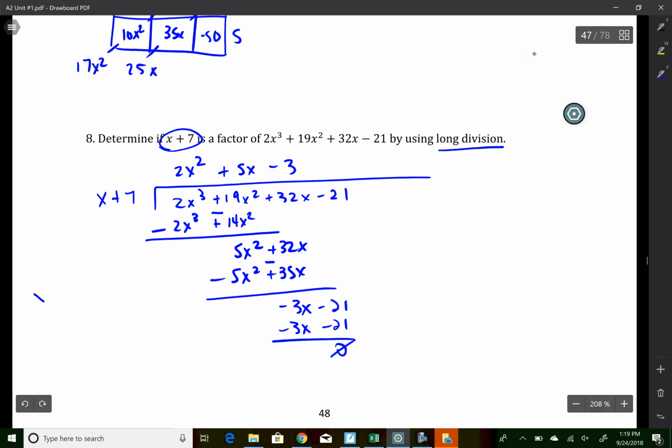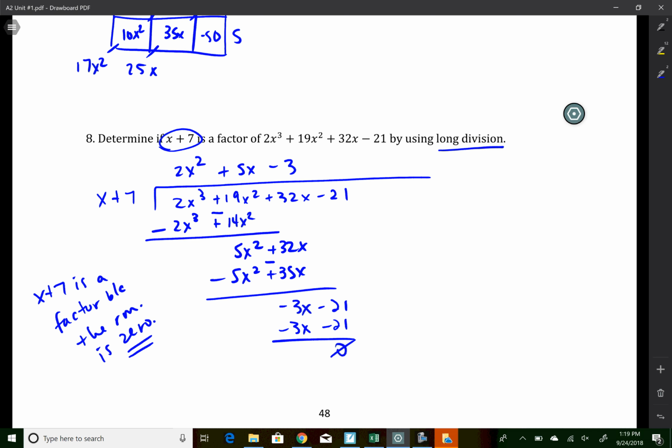So I could say x plus 7 is a factor because the remainder is 0. And we'll talk a lot more about that as we move on in this class. Now, just for fun, what if this said synthetic division, or what if it just said determine without doing any of this here, and it just said use division or whatever? Well, synthetic division is something we did, right? We spent a day on it.